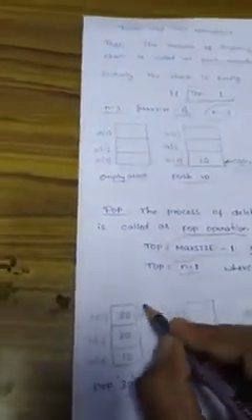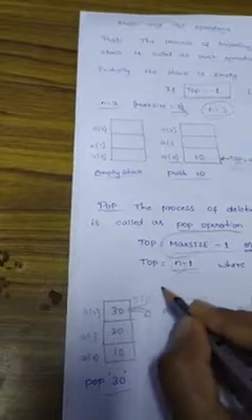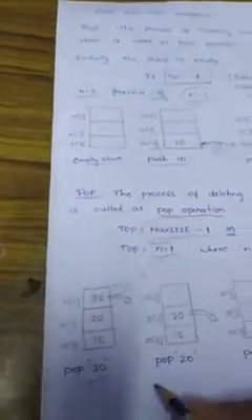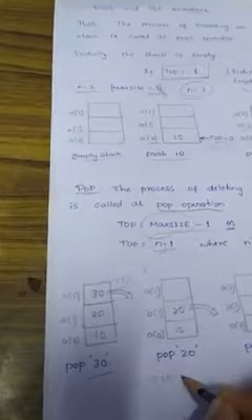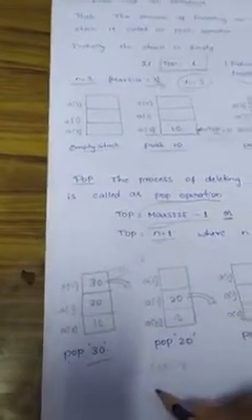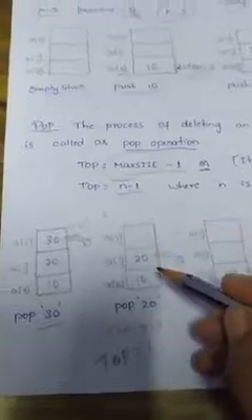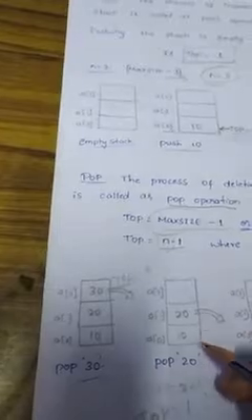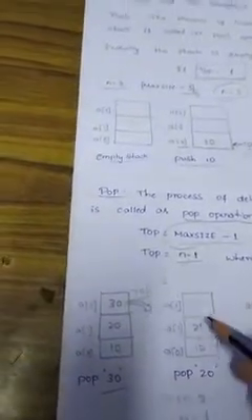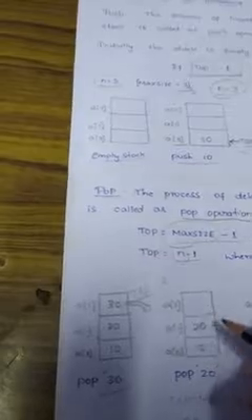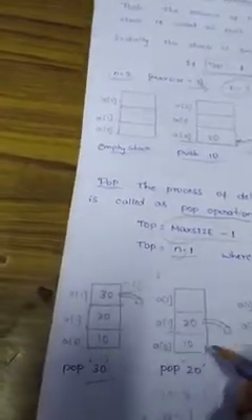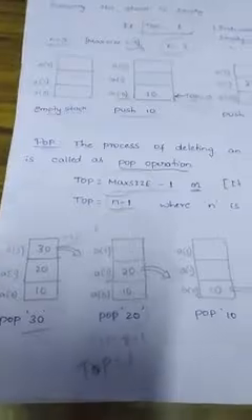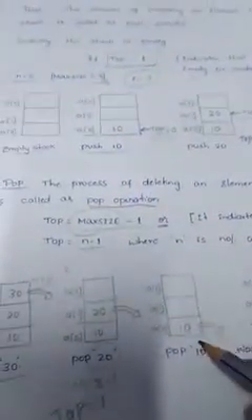Firstly top is at 2. Now top is equal to 2 minus 1, that is equal to 1, because when we are deleting an element, top goes on decrementing, that is top is equal to position minus 1. So now top points at position 1, and we can remove the element 20. We already removed 30, then 20. The remaining one is 10.